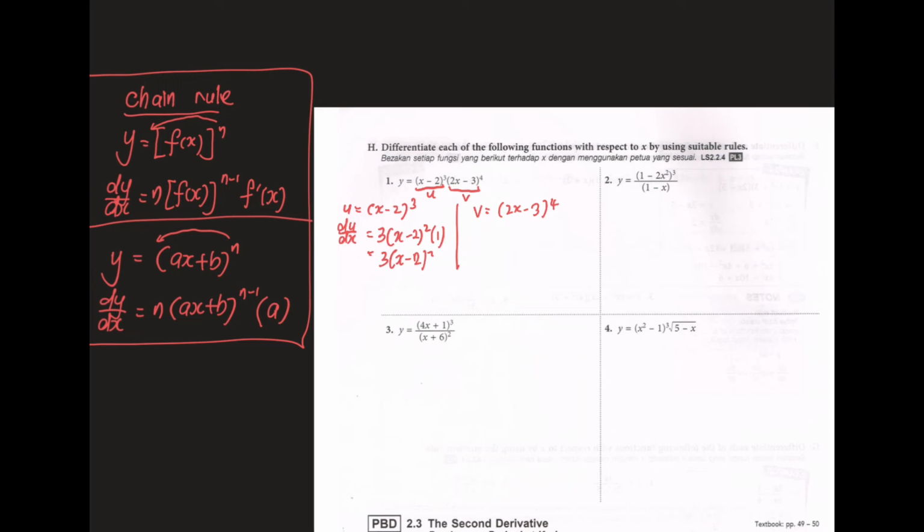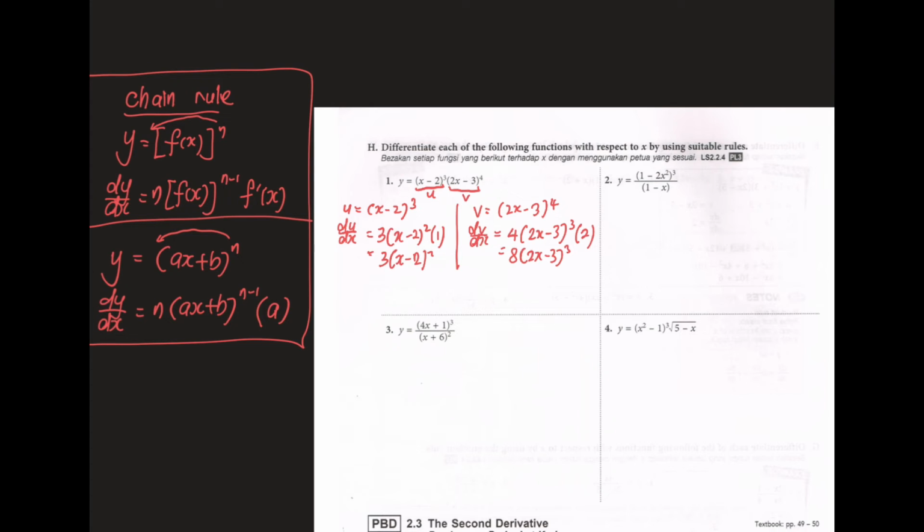Now for the v, (2x minus 3) power 4. Again, we have to use chain rule to find dv dx. So according to chain rule, power 4 move in front. Write back everything in the bracket. Power 4 become power 3. Differentiate whatever you have in the bracket. 2x differentiate and get 2. Minus 3 differentiate and get 0. So only 2 remain. And then we get 8(2x minus 3) cube. So we have du dx and dv dx.